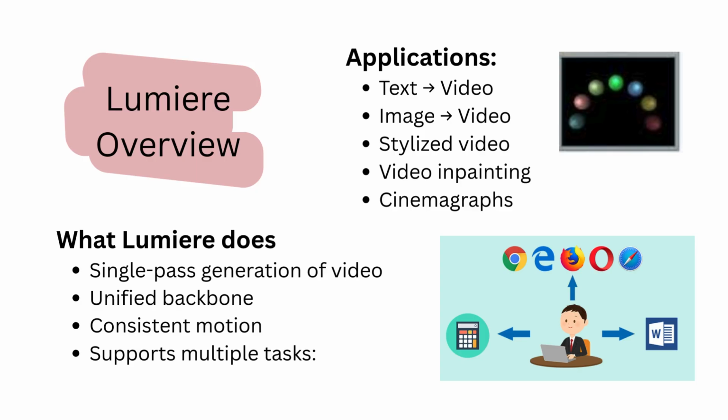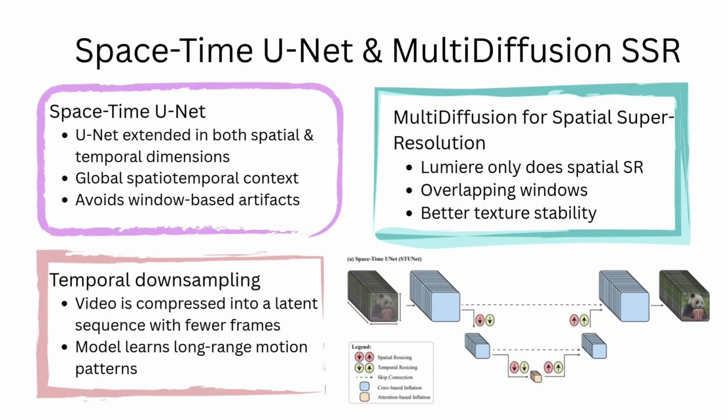So next one, we'll talk about the implementation. First one, we talk about the space-time unit. The space-time unit extends 2D convolutions to 3D. That means the model can perform downsampling and upsampling not just across spatial axes, but also across the temporal axis. This gives the model several advantages.